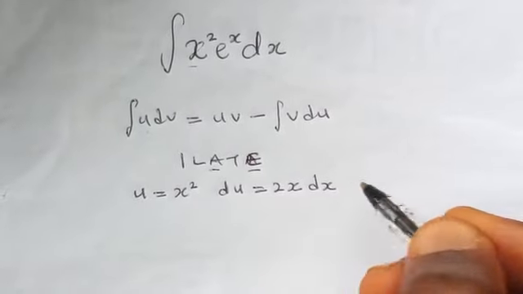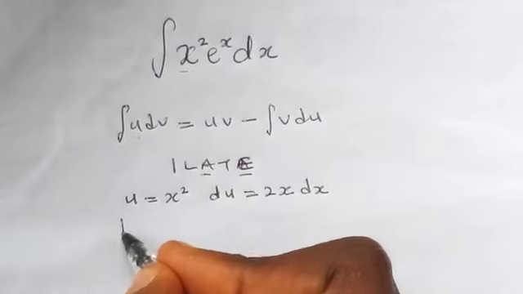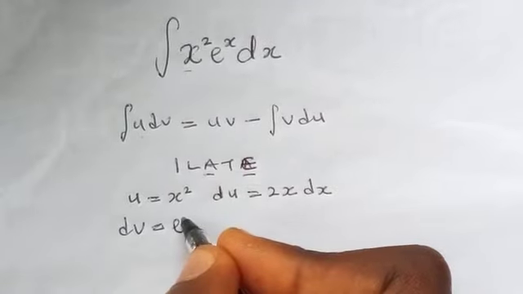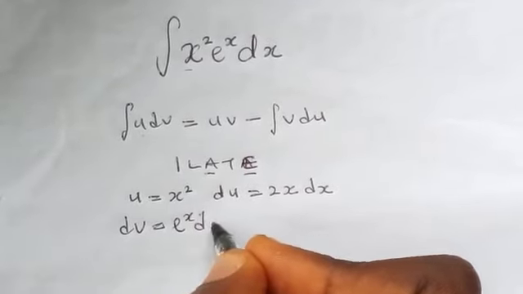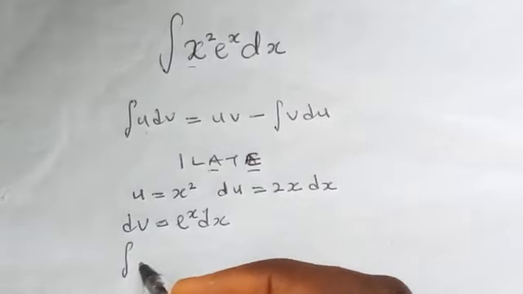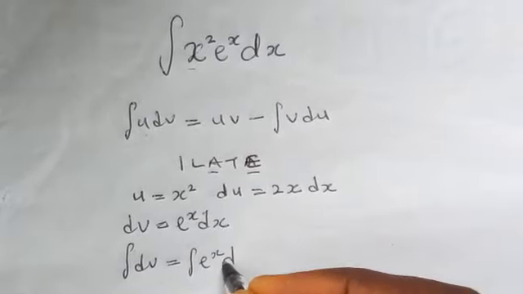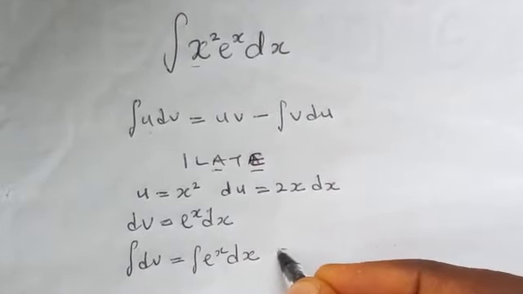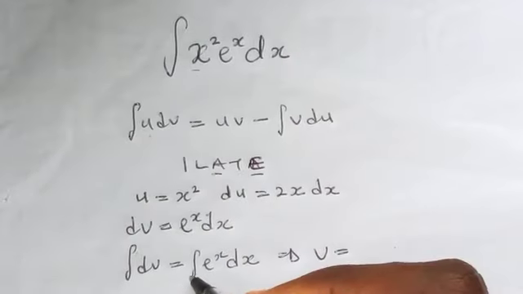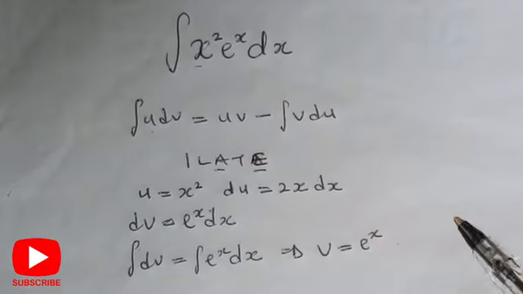dx, and the other one, which is dv, will be equal to e raised to power x dx. By integrating both sides, we have integral of dv equals integral of e raised to power x dx, and this will become v equals e raised to power x.